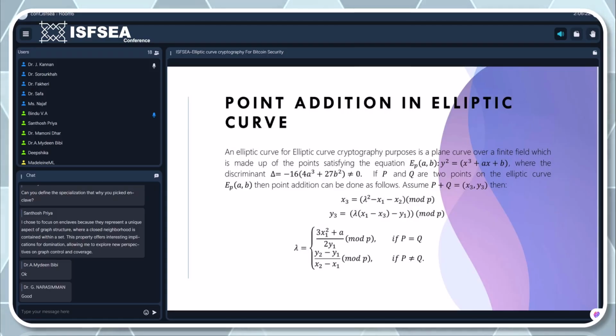If P and Q are any 2 points on the elliptic curve, then the point addition can be done as follows. Assume that P plus Q equal to x3, y3. Then x3 equal to lambda square minus x1 minus x2 mod p. y3 equal to lambda into x1 minus x3 minus y1 mod p. Where lambda, if P equal to Q, is the first formula. If P not equal to Q, it will be y2 minus y1 by x2 minus x1 mod p.